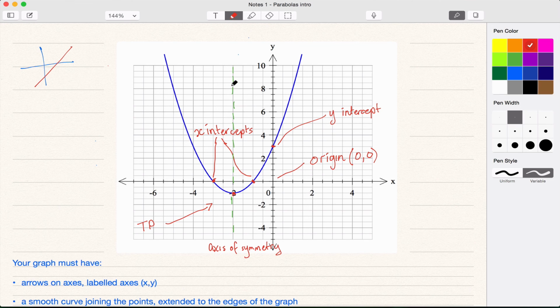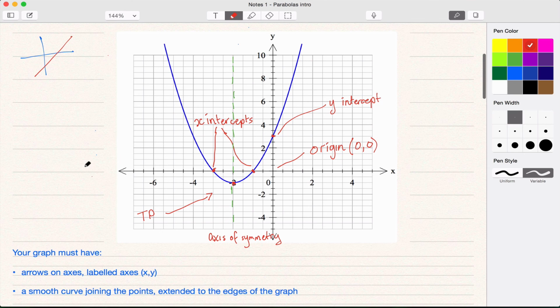I've also put in green, it might be a bit tricky to see, a dotted line that shows you the axis of symmetry. Parabolas are always perfectly symmetrical, and their axis of symmetry goes straight through the turning point. So you can use that information if you have one of the x-intercepts and you want to find the other one. You can reflect it over and you'll find the x-intercept on the other side.